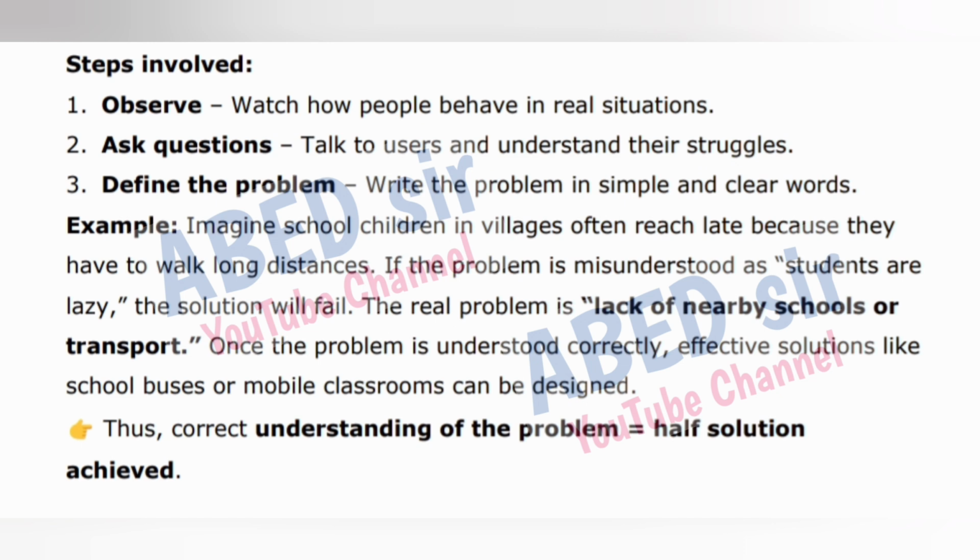Example: imagine school children in villages often reach late because they have to walk long distances. If the problem is misunderstood as students are lazy, the solution will fail. The real problem is lack of nearby schools or transport. Once the problem is understood correctly, effective solutions like school buses or mobile classrooms can be designed. Thus, correct understanding of the problem is equal to half solution achieved.